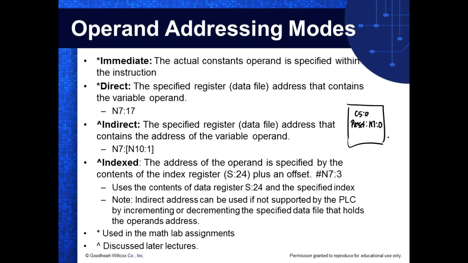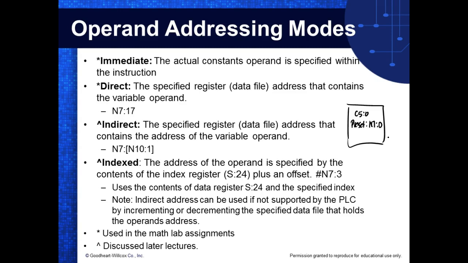Indexed addressing, we'll look at this later on. This is really, really big. The address of the operand is specified by what we call an index register. This is S24, and this right here is inside the processor, plus an offset. So we use indexed addressing to go through tables. We can store all types of operands in a table, and then we can rip through those using indexed addressing. We'll show you that later on. These are all going to be discussed later.